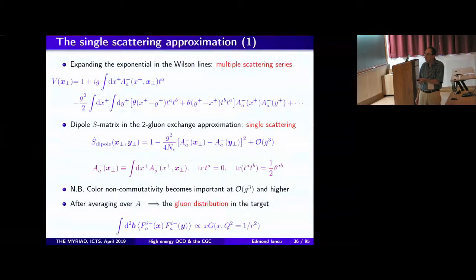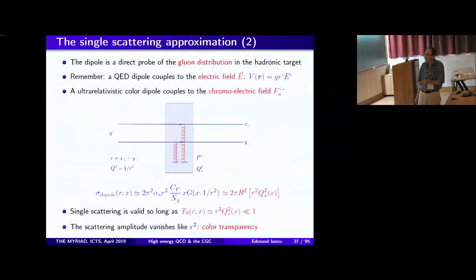So the S matrix in the single scattering approximation reproduces the property that the dipole cross-section in the single scattering approximation is a direct measure of the gluon distribution of the target. That's a well-known statement. This has nothing to do with the multiple scattering. That's a single scattering property, leading to this result.